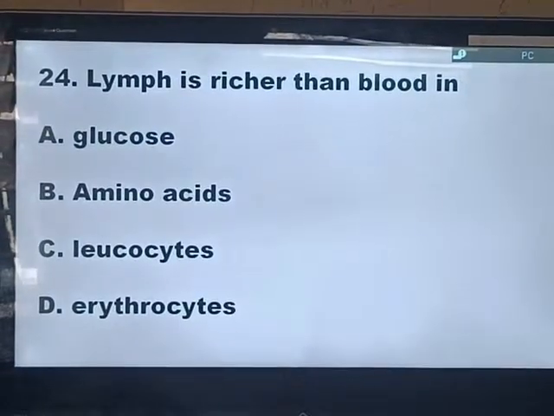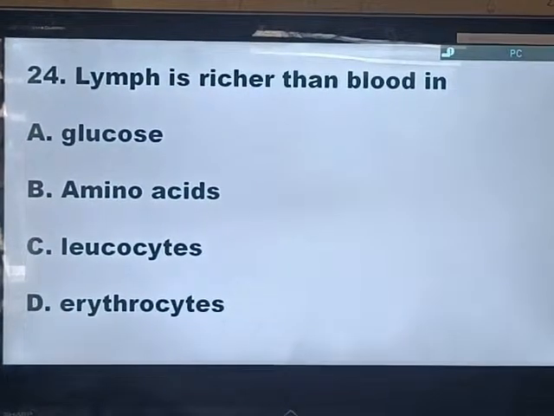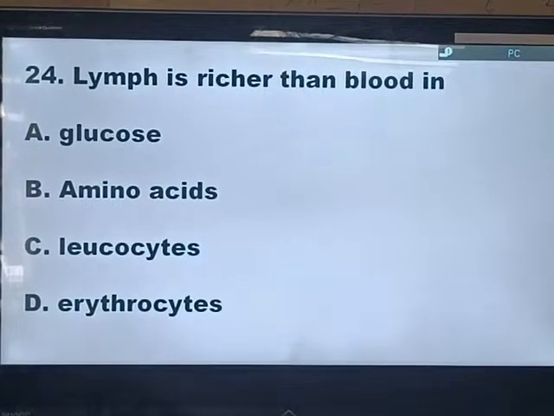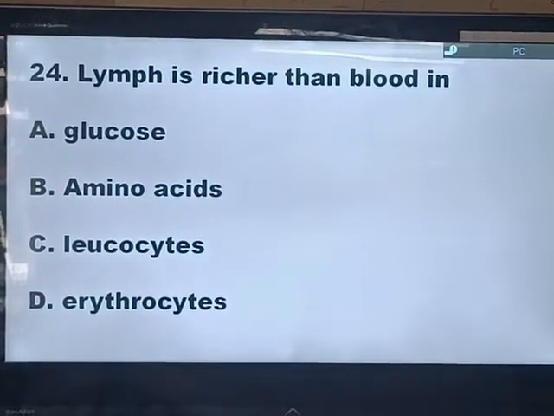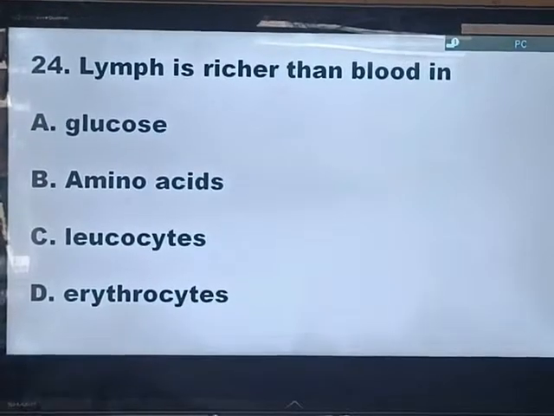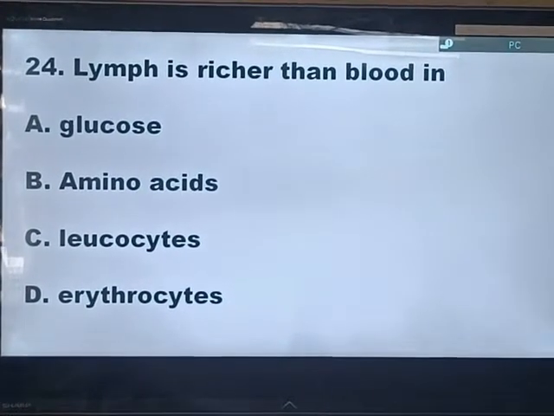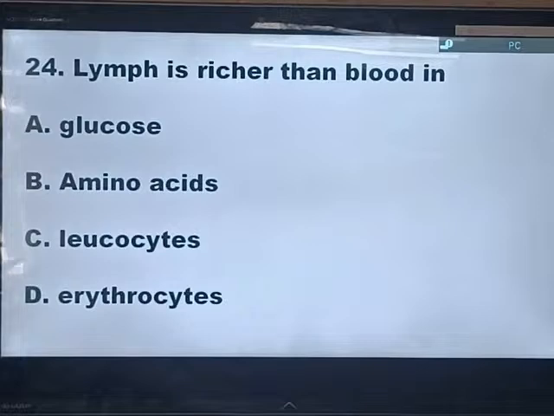Let's go to number 24. Lymph is richer than blood in that. From the explanation I gave earlier, it is evident that the correct answer here is C, because I told you that lymph performs a similar function to white blood cells because both of them actually help in defending the body against entry of disease-causing pathogens. So lymph actually contains more leukocytes in this case, because it actually produces a lot. I've told you that lymph actually contains a lot of leukocytes.